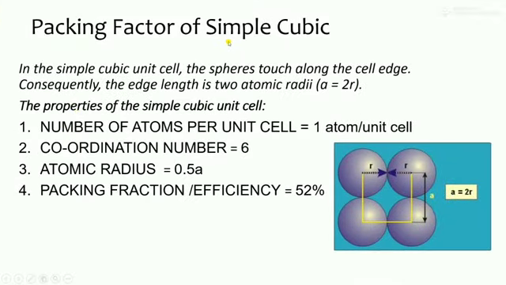Now we will see the packing factor of simple cubic unit cell. In simple cubic unit cell, the spheres touch along the cell edge. Consequently, the edge length is 2 atomic radii, a equals 2R. The properties of simple cubic unit cells are: number of atoms per unit cell equals 1 atom per unit cell, coordination number equals 6, atomic radius equals 0.5 multiplied by a, and packing fraction and efficiency is 52%, as shown in the diagram.